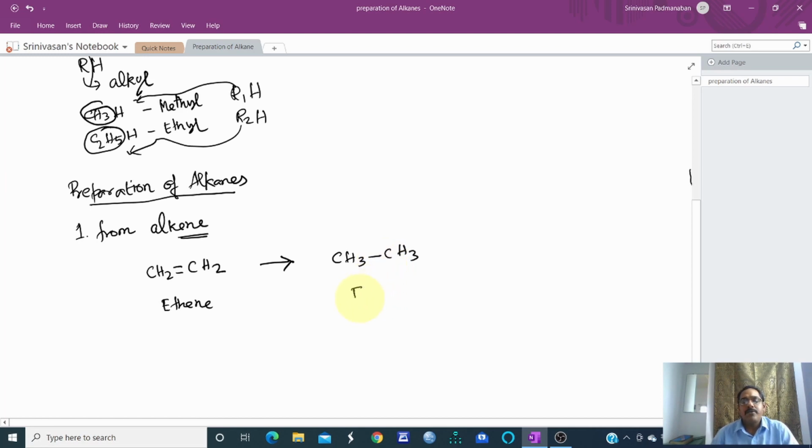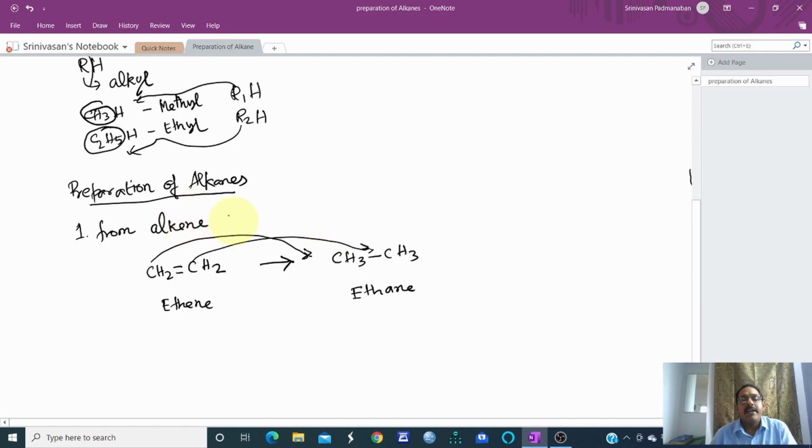Since two carbon atoms are there, the name is ethane. So how have we got it? From here, the pi bond, the extra bond, is removed. In that place, you add one hydrogen to this, and here also you add one hydrogen. So add one hydrogen from here to here, and add one hydrogen. So we'll have this.